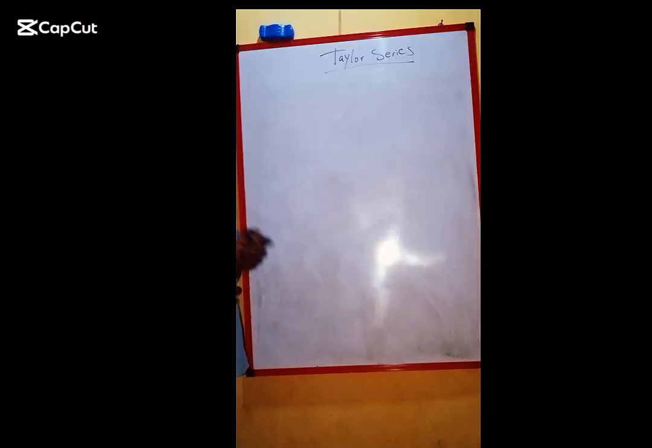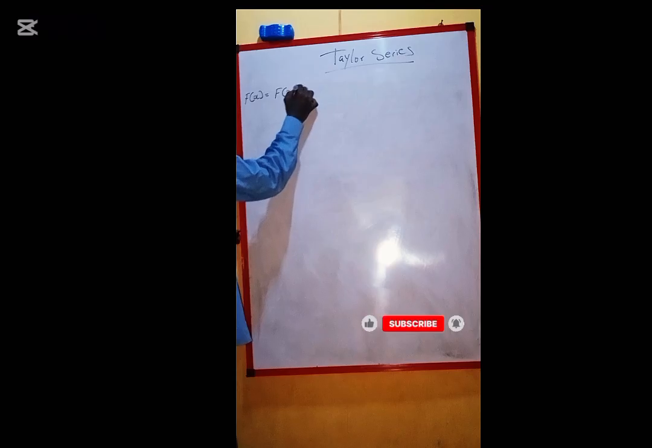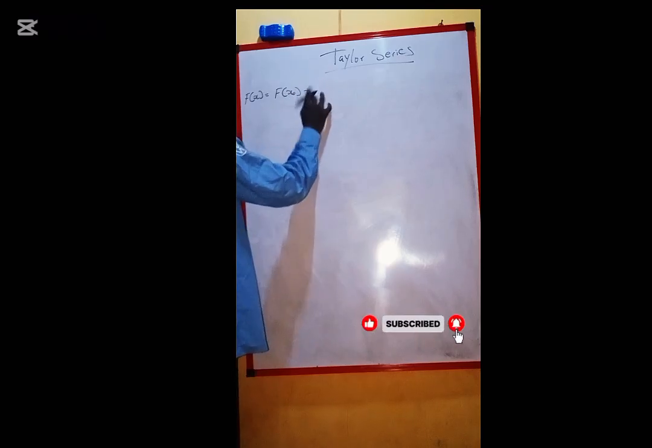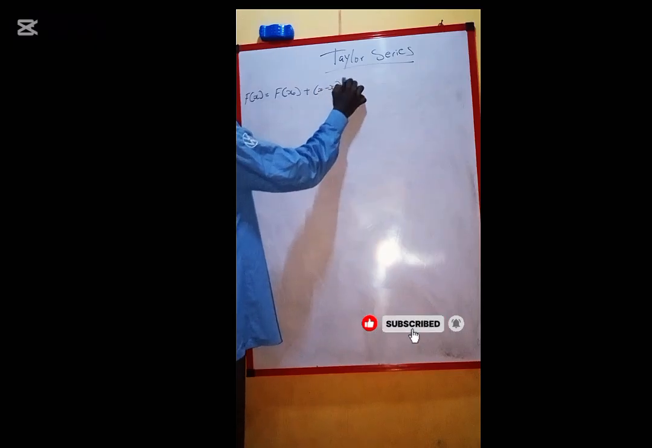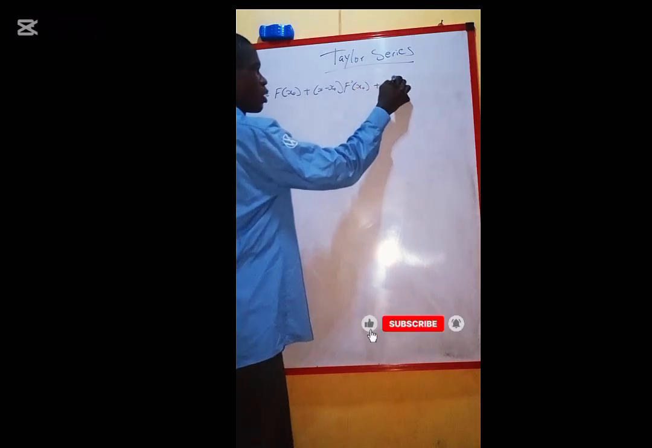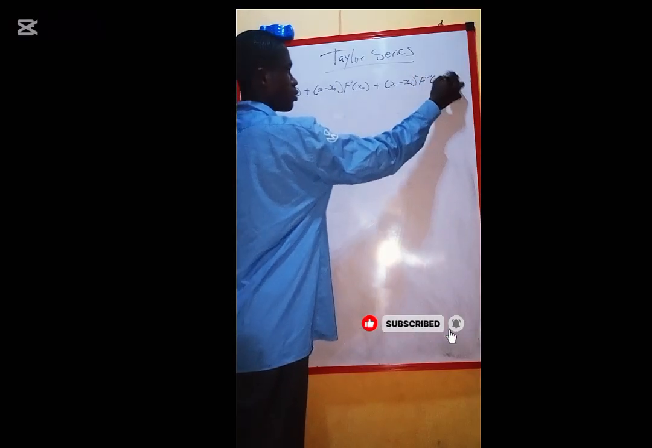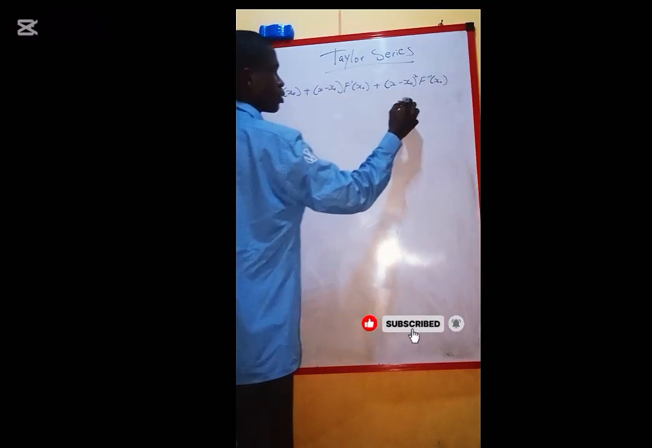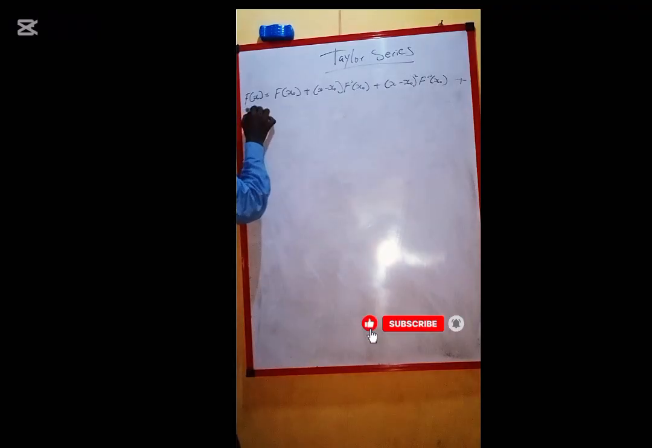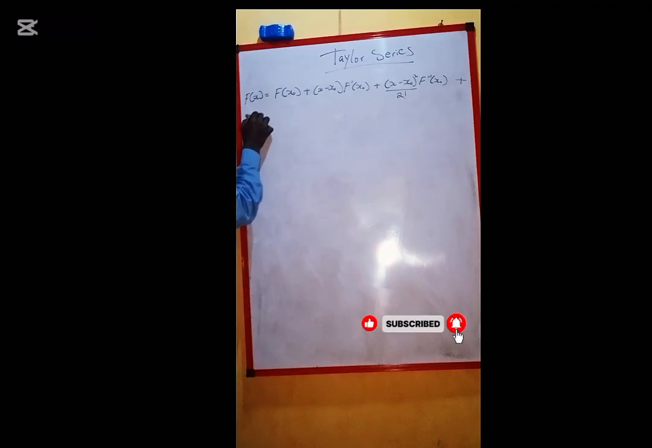In this video, we are talking about Taylor series. The general form, or the formula, for the Taylor series is f of x equals f of x naught, plus x minus x naught times f prime of x naught, plus (x minus x naught) squared over 2 factorial times f double prime of x naught, and it continues like that.